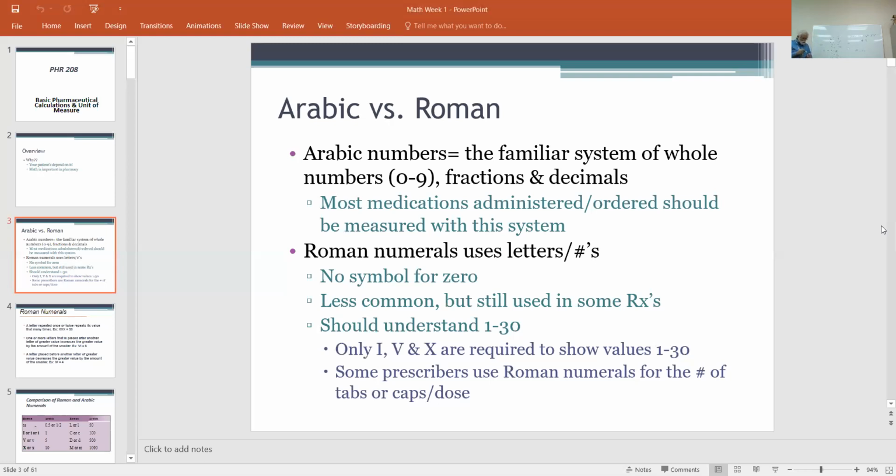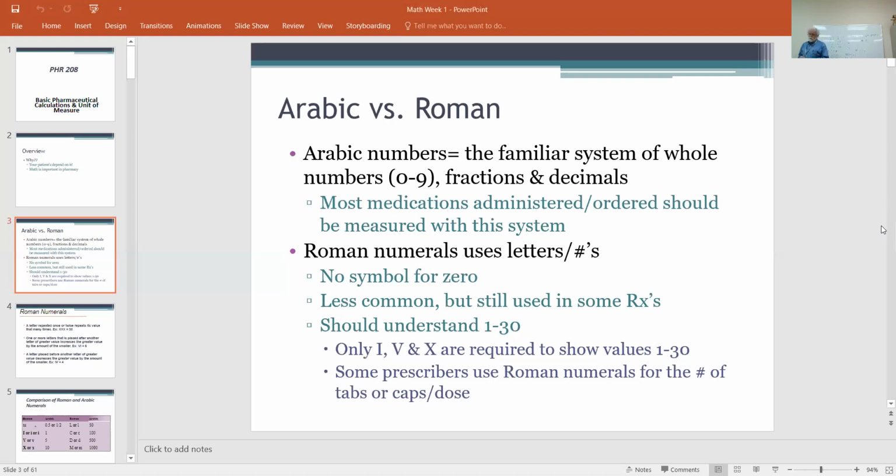So when you're reading a Roman numeral, you always start with the highest number. So if we want 106, that would be 100 plus 5 plus 1, CVI. 104 would be CIV, because we have a lower number followed by a higher.